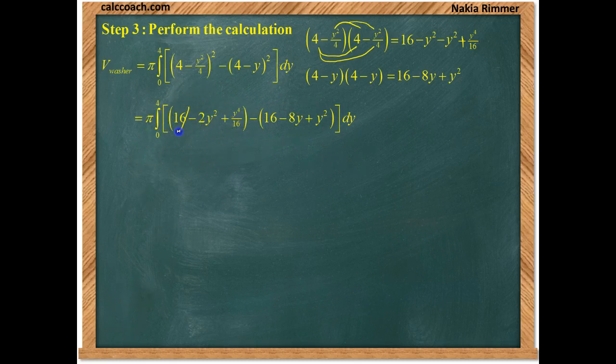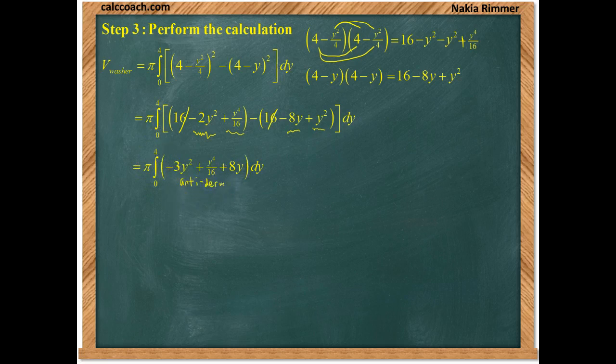I mean, hey, there's a 16 and there's a subtract 16. We have a minus 2y squared, and from that we subtract y squared. So we have minus 3y squared. There's the y to the 4th over 16, and then there is the positive 8y. So it's not a bad integral at all. We're integrating from 0 to 4. What we need is the antiderivative.